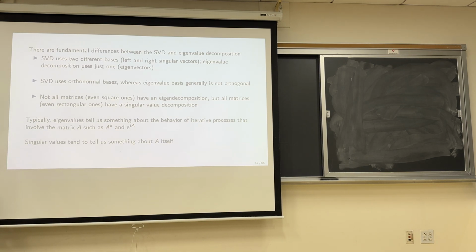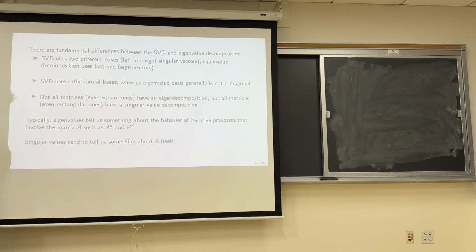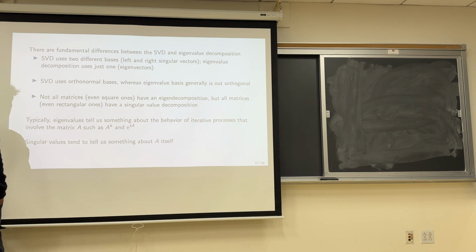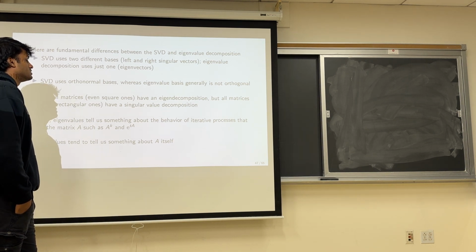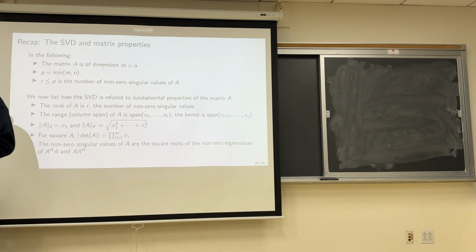There are fundamental differences between the SVD and eigenvalue decomposition. SVD uses two different bases, left and right singular vectors. Eigenvalue decomposition uses just one, just the eigenvectors. SVD uses orthonormal bases, whereas eigenvalue basis generally is not orthogonal. Not all matrices, even square ones, have an eigen decomposition, but all matrices have a singular value decomposition. Typically, the eigenvalues tell us something about the behavior of the iterative processes that involve the matrix A. Singular values tell us something about the matrix itself.